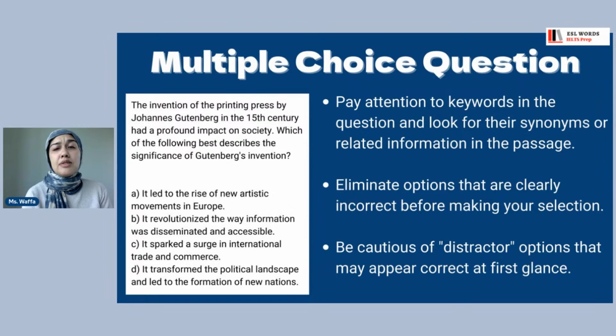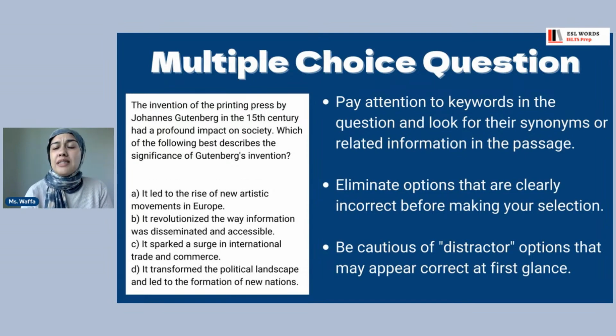Then another tip that I highly recommend you practice is that you need to eliminate options that are clearly incorrect before making your selection. So, for example, if we see the example question on the left, if you go down the list and you realize that A is not the answer, then you should just cross it out, so that way it's a lot easier for you to see exactly what the answer is, and it will help you with your choice at the end.